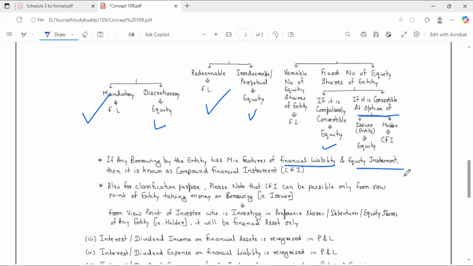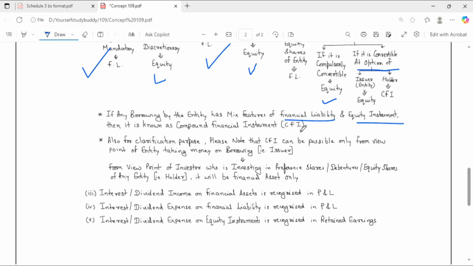अगर मेरी मार्केट में प्राइस ज़्यादा है, ओके, तो ऑब्वियसली my holder will going to choose equity option. Okay, so at this point of time I don't know what option he will going to choose, so I will show that instrument as a compounding financial instrument. Okay, because it is having feature of both financial liability and also equity instrument.